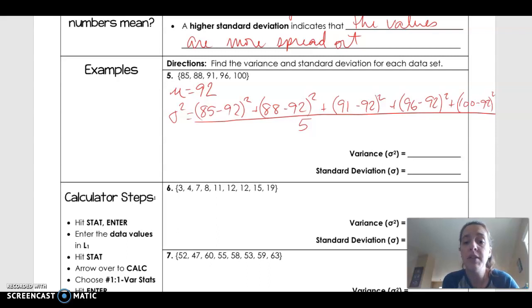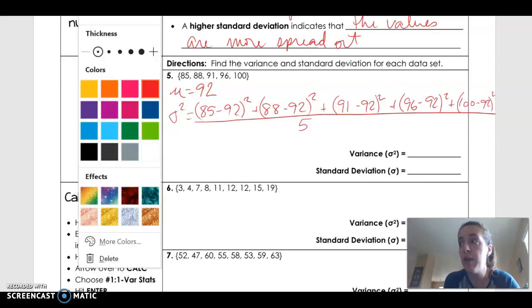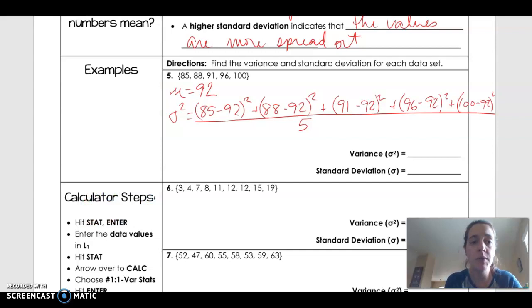When I put this all into my calculator, I end up with my variance of 29.2. Once I have that variance value, I can take the square root of it to find my standard deviation. So my standard deviation in this case was 5.40. When I took the square root of that variance, that's what I end up with.